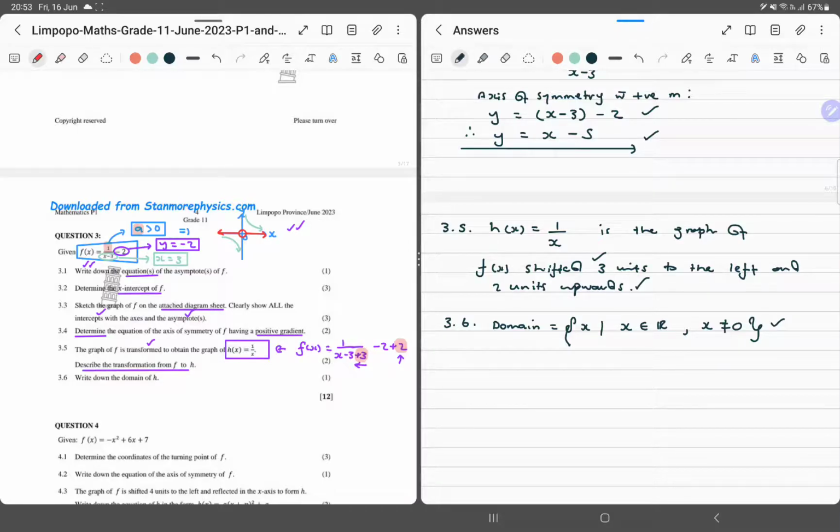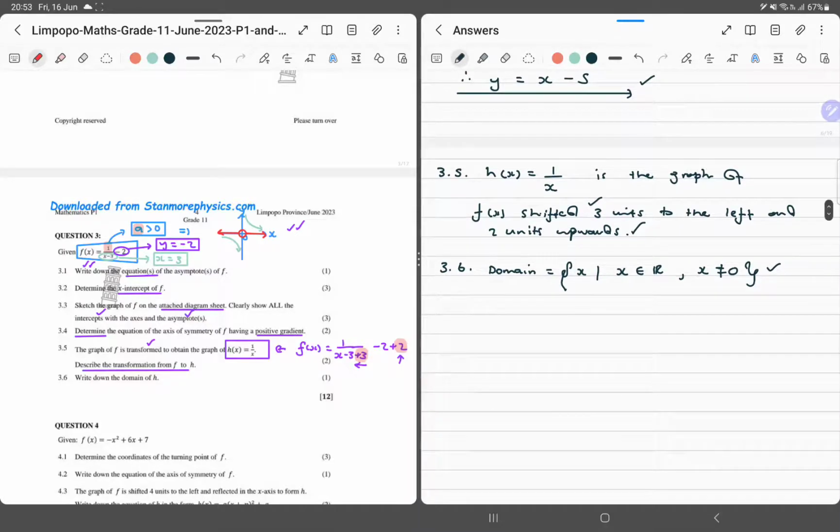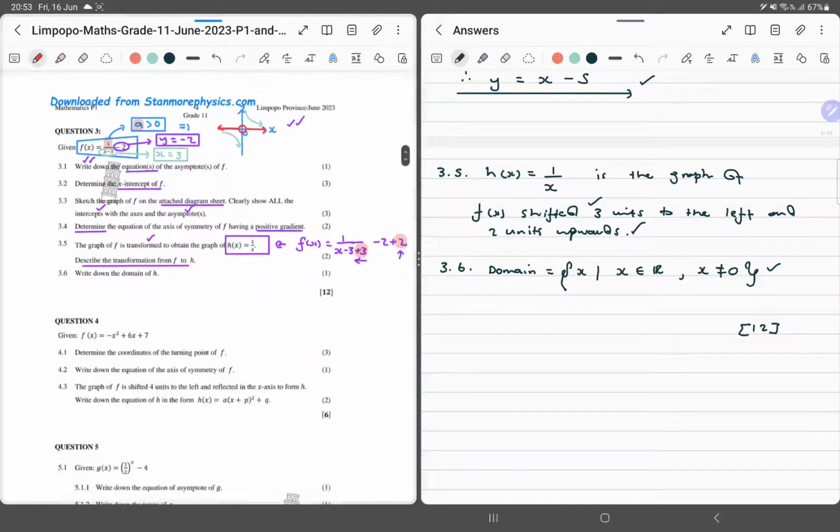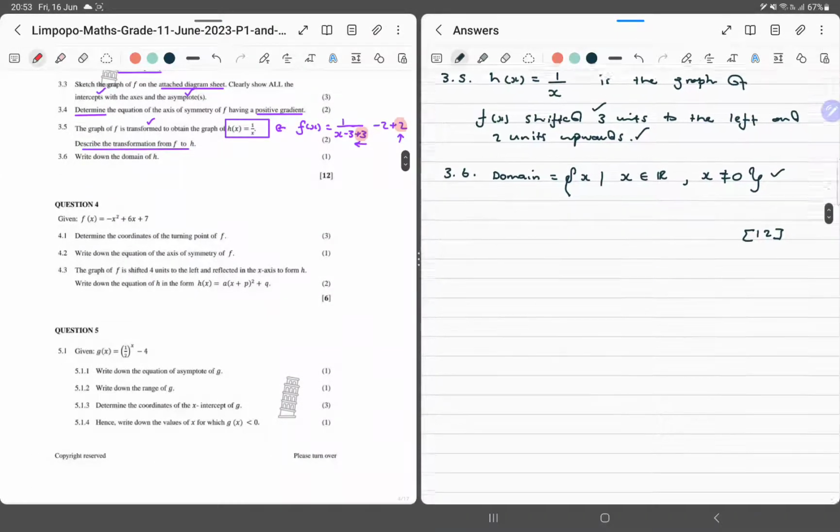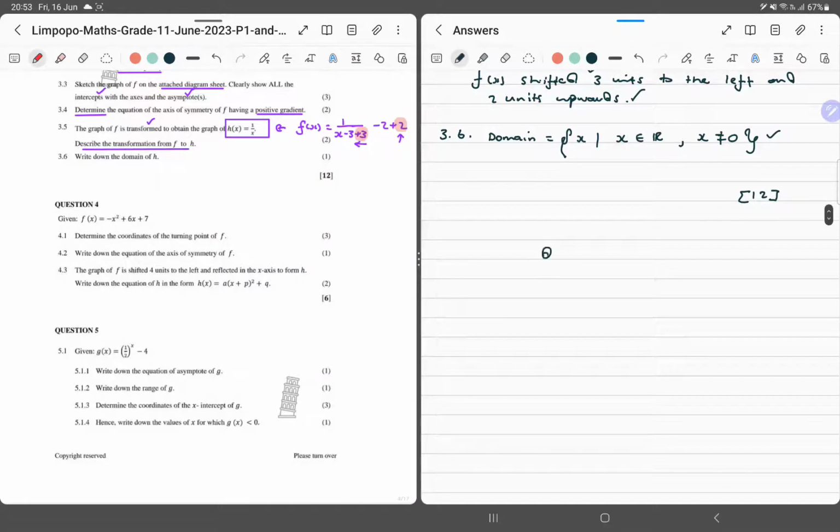So a very nice 1 mark there. So we take our 12 marks with a very big smile indeed, and we are certainly feeling hopeful for the future. So let's quickly chase question 4 down.